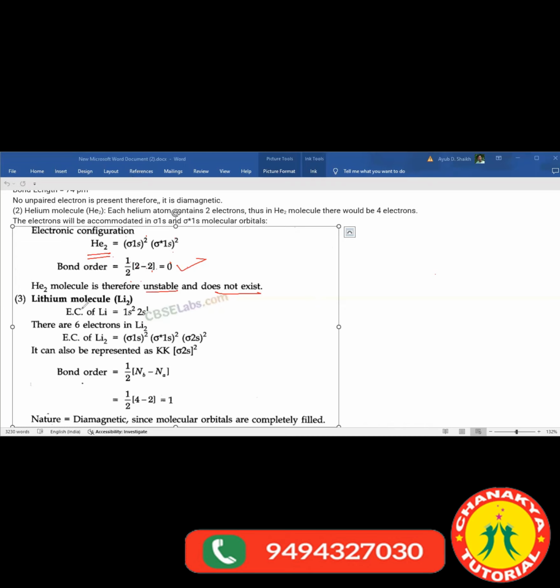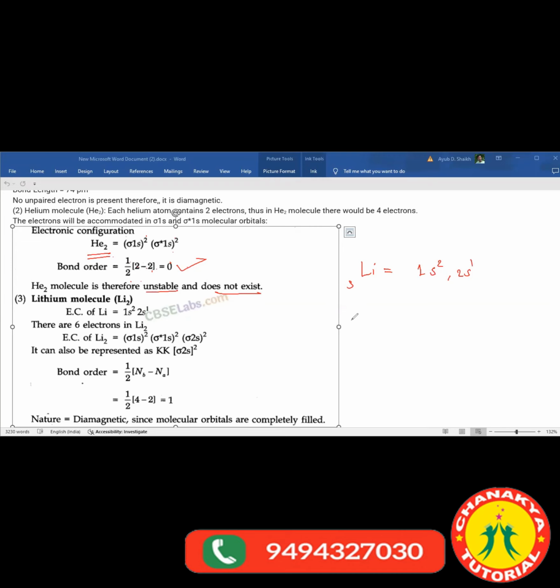Fine. Now see, lithium molecule. We know that one lithium has atomic number three, so the number of electrons is three. So its electronic configuration would be 1s2, 2s1. Correct? So how many electrons are there for the lithium molecule? Lithium attached to lithium forms the lithium molecule, right? Fine. Because one lithium has three electrons, two lithium atoms must have six electrons.